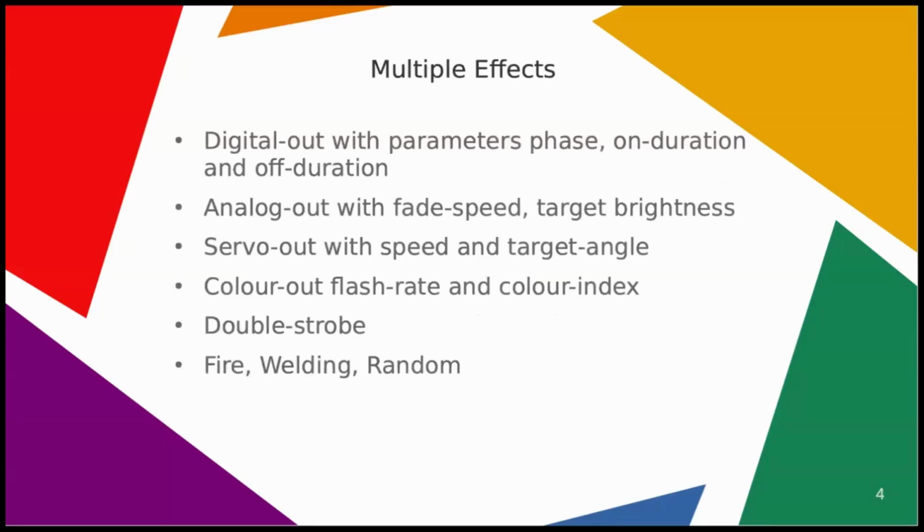So I program digital out. You can have parameters like we had before. So 2 phases, and then you can have on duration, off duration. So you can do solid or flashing or single pulse. Analog out has a fade speed and a target brightness. So you can have slow on, slow off. Servo out has speed and target angle. Color has flash rate and the color index. Right now, you can choose from red, yellow, or green or off. And then there's other ones like double strobe, fire, welding, and random effects.